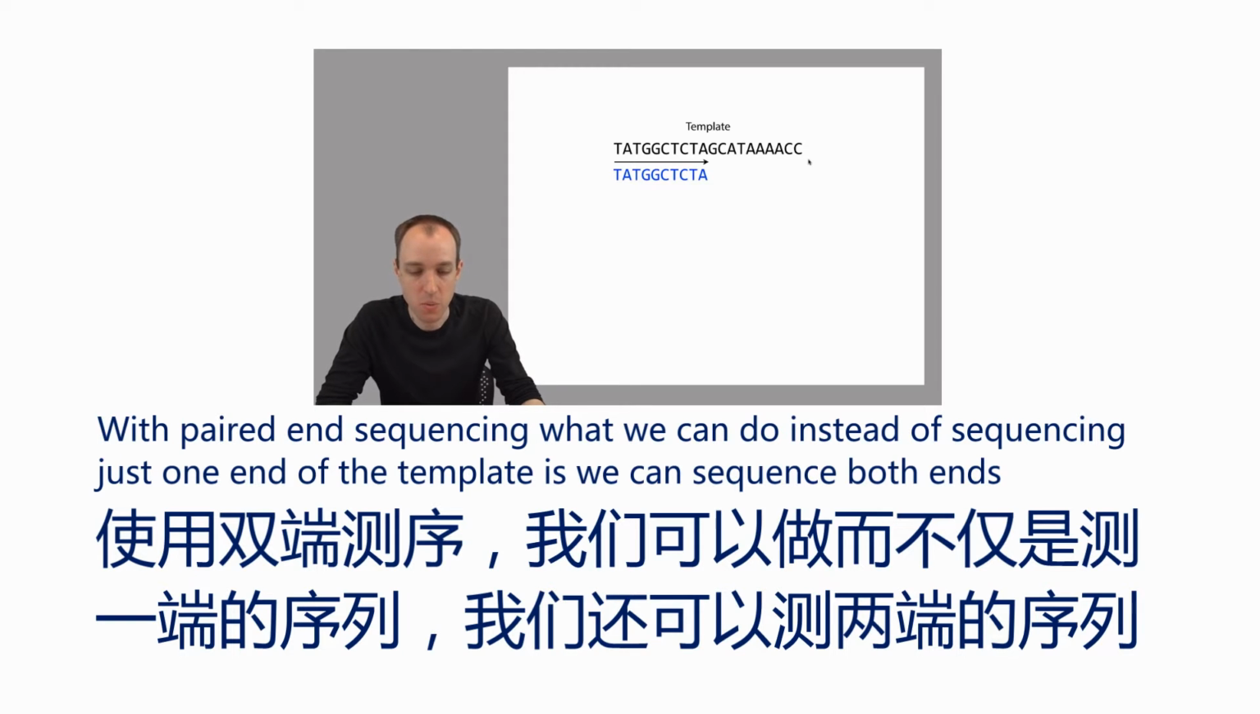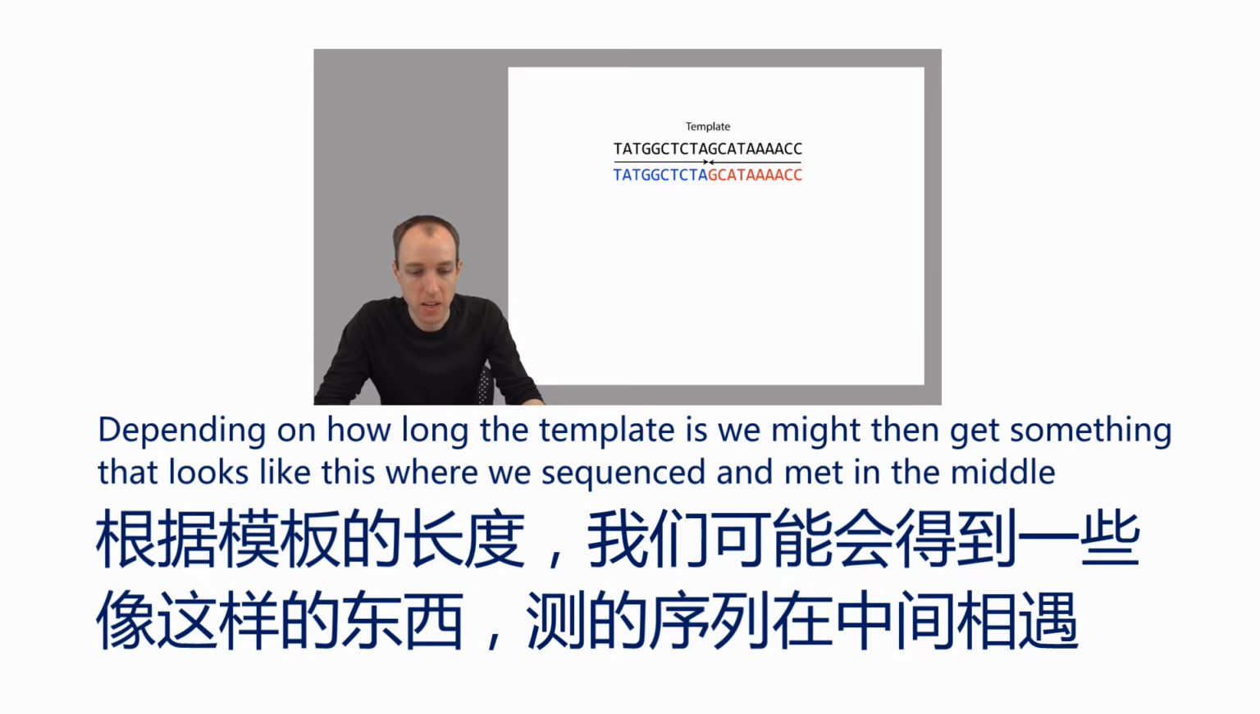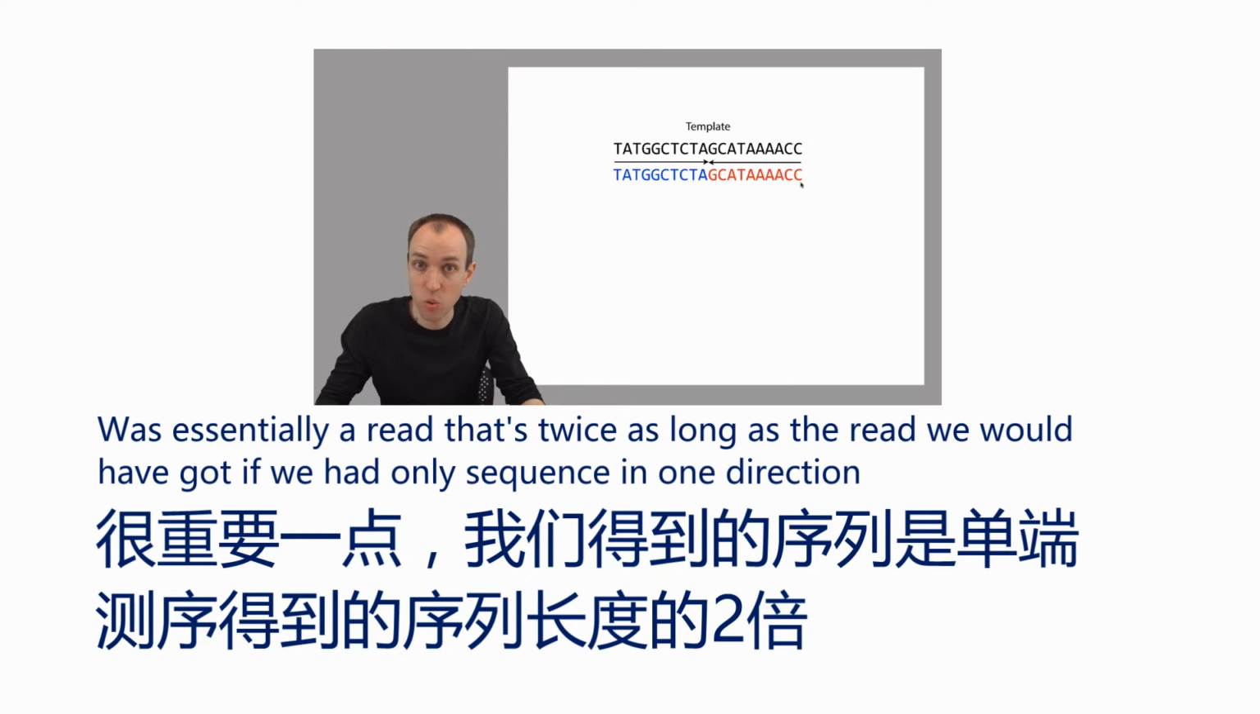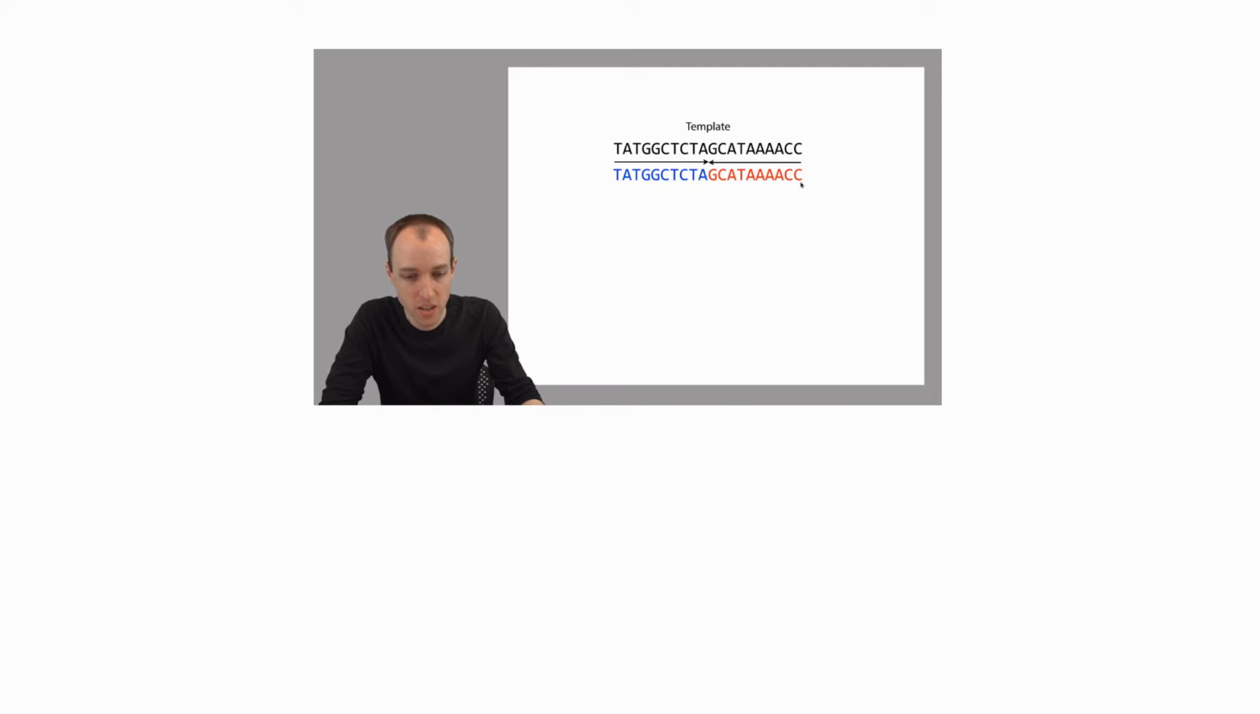With paired end sequencing, what we can do instead of sequencing just one end of the template is we can sequence both ends. Depending on how long the template is, we might then get something that looks like this, where we sequenced and met in the middle. And so what we get at the end of the day was essentially a read that's twice as long as the read we would have got if we had only sequenced in one direction.